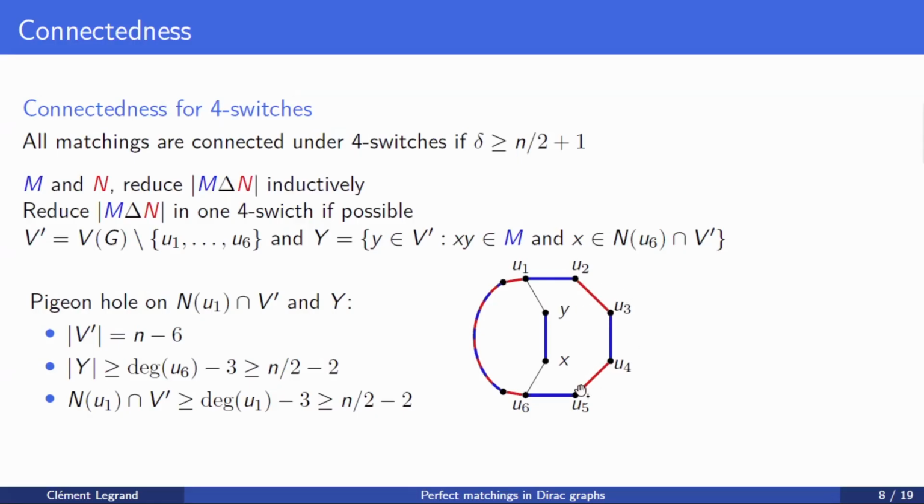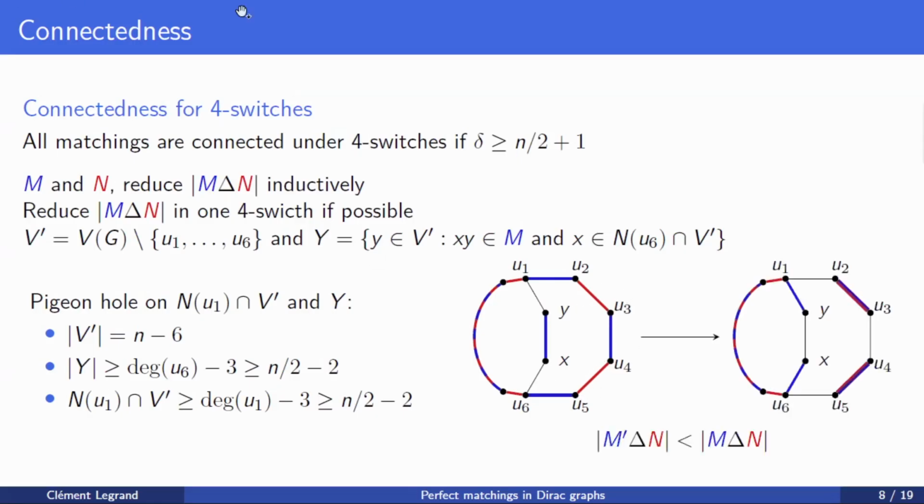And here I'm super happy because I can now remove those blue edges in this small 8 cycle, replace them by the red edges, and I made some progress. The number of common edges here, maybe this was blue and red, so maybe I've lost one, but I've gained 2 of them, so I made some progress. So I keep doing this over and over again, and this way I reach M from N in a linear number of steps. So we've just proven connectedness.